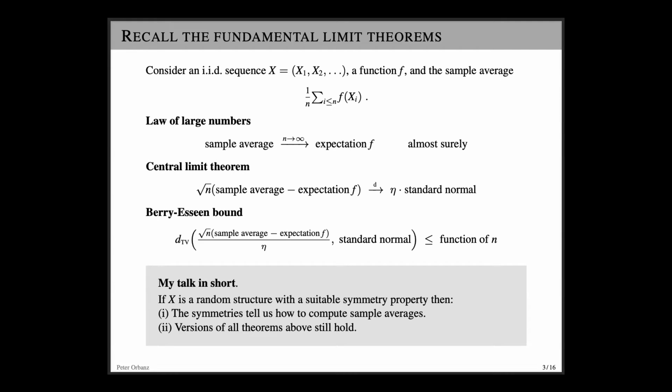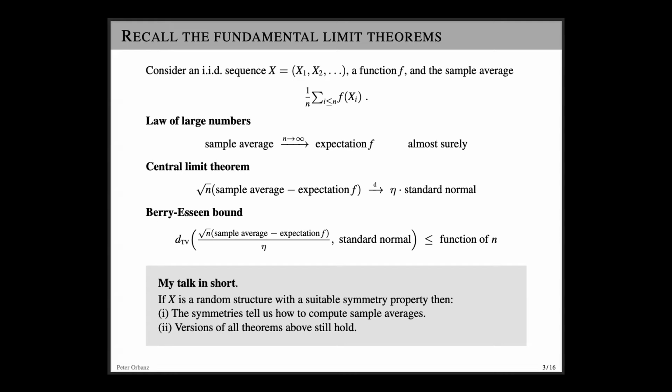Then I have the central limit theorem, which gives me an asymptotic rate for that. It tells me that if I scale the estimation error here by square root of n, then that is asymptotically normal, in the sense that it converges in distribution to a standard normal variable times some scaling factor. This is something like an asymptotic standard deviation. The square of that is usually called the asymptotic variance.